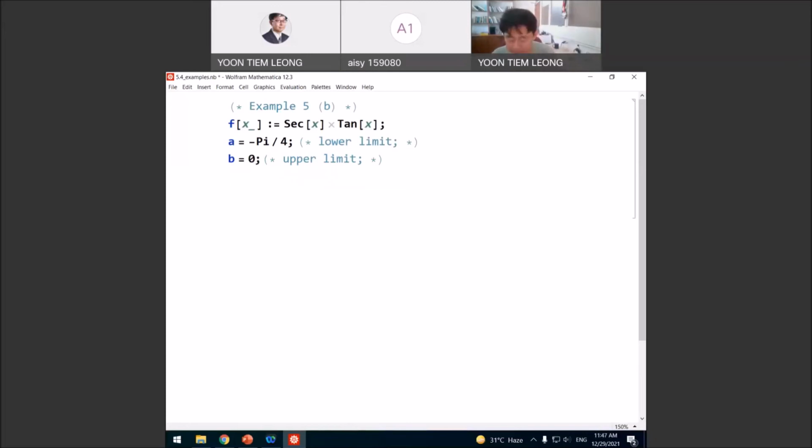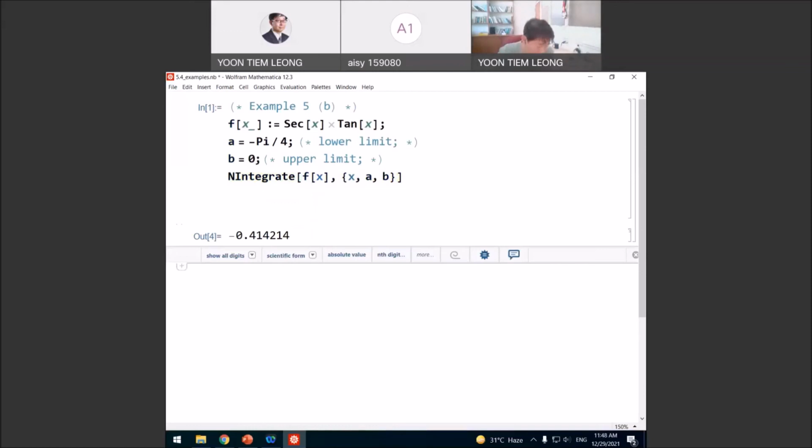So just use Mathematica. Mathematica actually allows you to integrate it quite easily, x from a to b. So let's see what we get. There's a minus sign here. So you press the calculator, you get a number which is minus 1 over this.